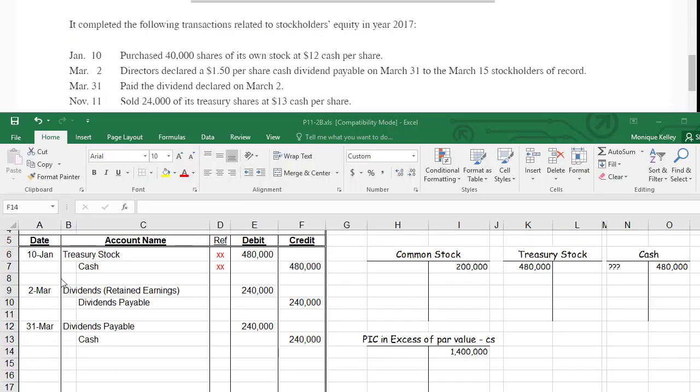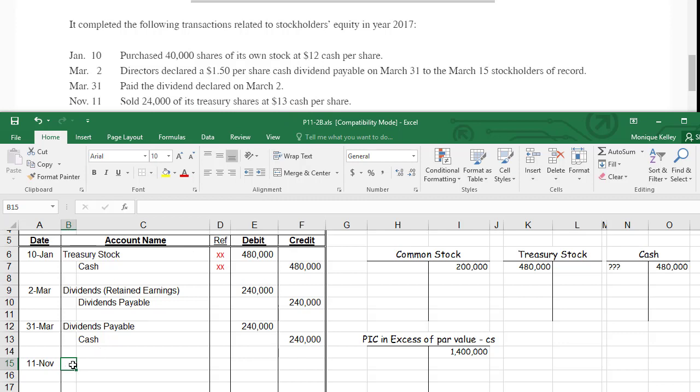So now we're ready to do the next entry. After March 31st, we have November 11th. So we're going to use that date, November 11th. Now what happened on this date? It said we sold 24,000 of the 40,000 shares. So we sold them back. We reacquired them. They're in the treasury right now at $12 a piece, but this time we're selling it back at a price higher than what we paid. So we paid $12, now we're selling it back for $13.